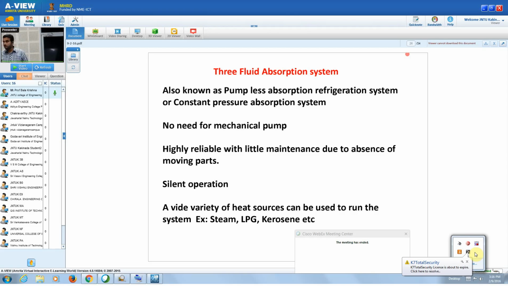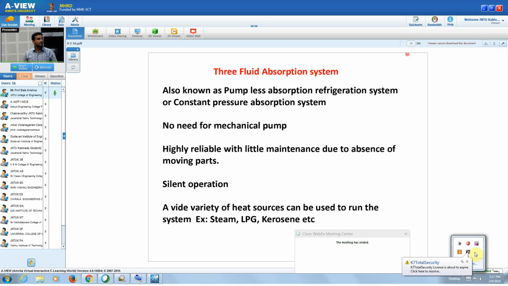Okay, the next topic, coming to this one, the three fluid absorption system, it is also known as a pumpless system, because the pump that was present in the previous case, where we are using a solution pump or a refrigerant pump, is completely eliminated in this next one, which is called a three fluid absorption system. There the pump is completely eliminated.